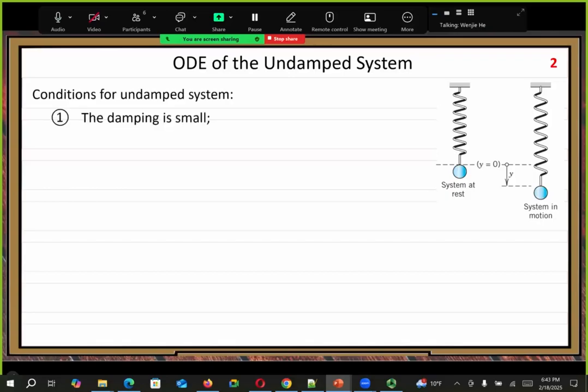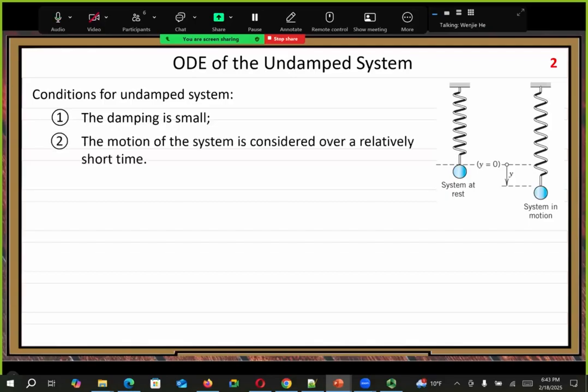So here, undamped system. Here are the conditions for an undamped system: the damping is small.